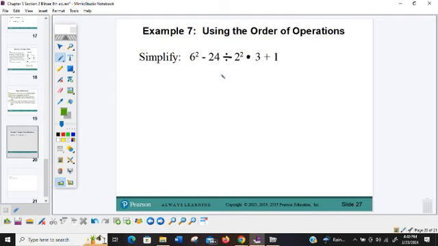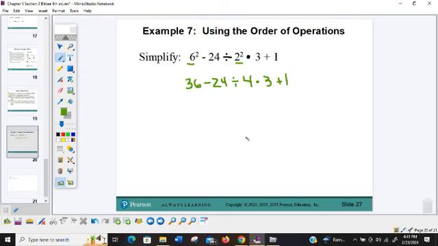So on this one, please, that's parentheses, any grouping things. We don't have any of those, so we're going to skip step 1. Step 2 is exponents. So we're going to do this one and this one. 6 squared, 6 times 6 is 36. Then I'm going to bring down my minus 24 divided by 2 squared is 4. 2 times 2 is 4, times 3 plus 1.